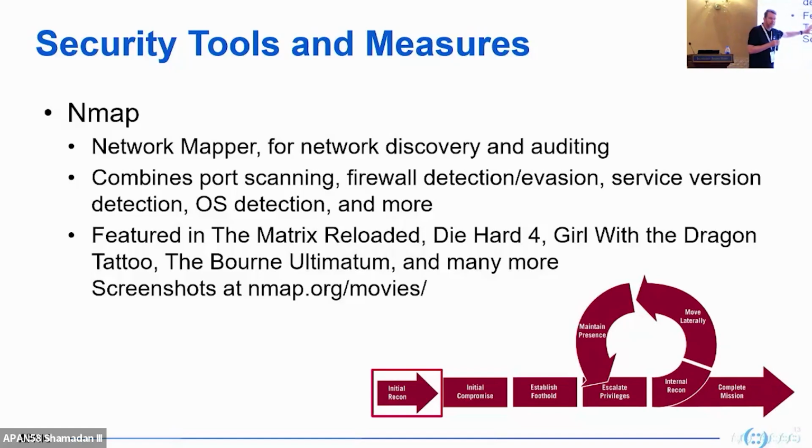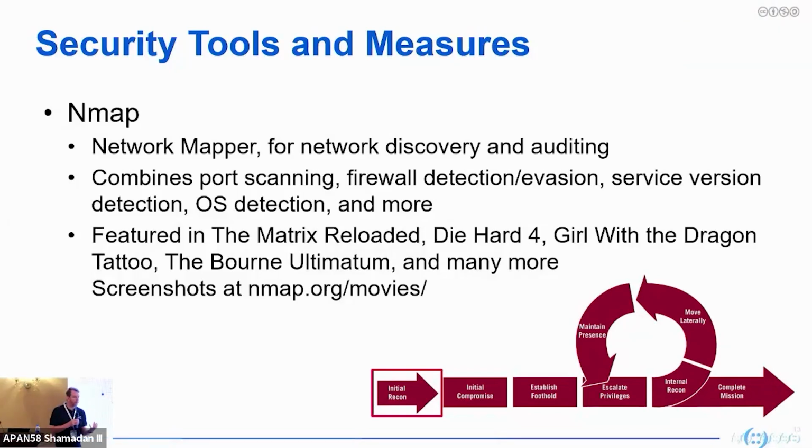Nmap is actually so common of a tool within security that whenever a movie wants to be realistic, they will use Nmap. They'll have the movie character hacking in, and they'll run Nmap and you'll see it on the screen. The creators of Nmap love it whenever their tool is in movies, so they take screenshots from the movie. So if you want to see, from The Matrix Reloaded, when Trinity is using Nmap, go here and they have screenshots from the movies of the tool being used.